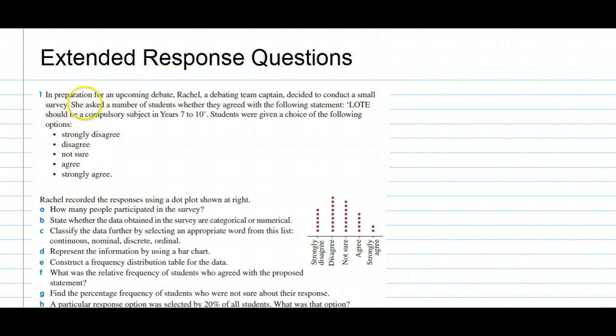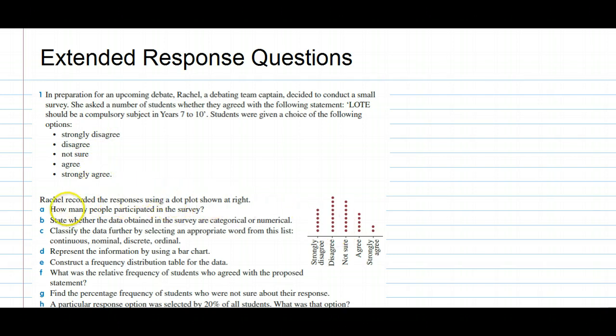In question 1, there was an upcoming debate, and Rachel, the debating team captain, decided to conduct a small survey. She asked a number of students whether they agreed with the following statement: Language other than English, or LOTE studies, should be a compulsory subject in years 7 to 10, and students were given a choice of the following options. Strongly disagree, disagree, not sure, agree, or strongly agree. Rachel recorded the responses in a dot plot we see over here.